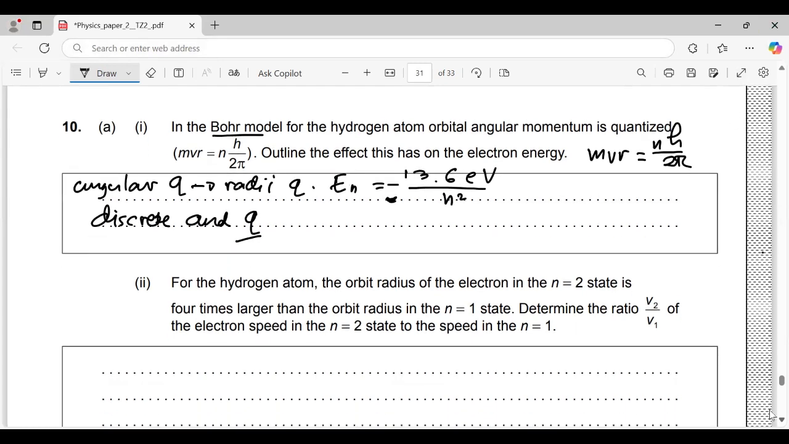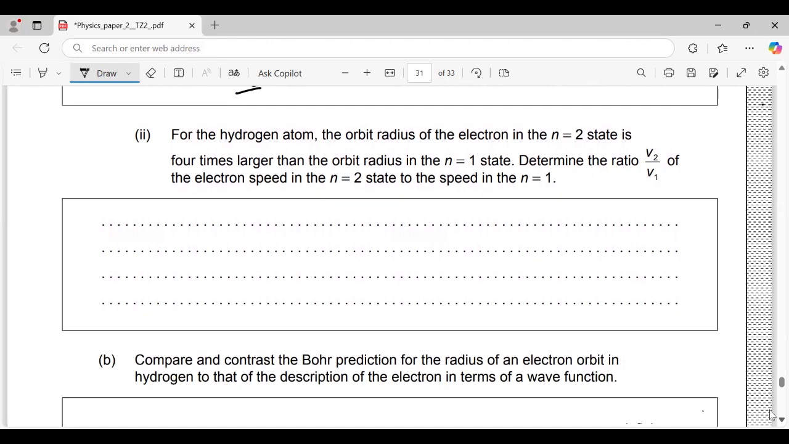I have explained this in my lesson in the classroom. For the hydrogen atom, the radius of the electron in the n equals 2 state is 4 times larger than the orbit radius in the n equals 1 state. Determine the ratio V2 over V1, V2 when n equals 2 and V1 when n equals 1, of the electron speed in the n equals 2 state to the speed in the n equals 1 state.